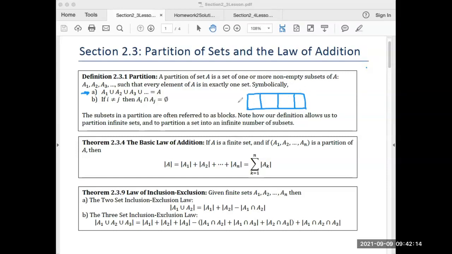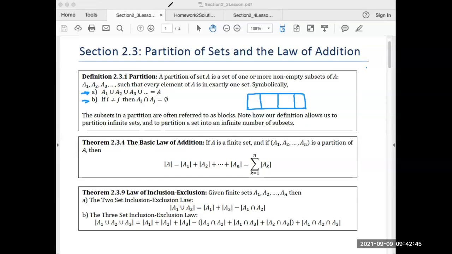So if you take the union, if you put them together, nothing should be missing. So it needs to cover the whole area. And the second condition says if i is not equal to j, then Ai intersect Aj is the null set. That means there's no overlap between the sets. So none of the sets will share anything with each other. So it's kind of a clean division. There's no overlap, but they need to cover all the elements in the original set, in the universe.